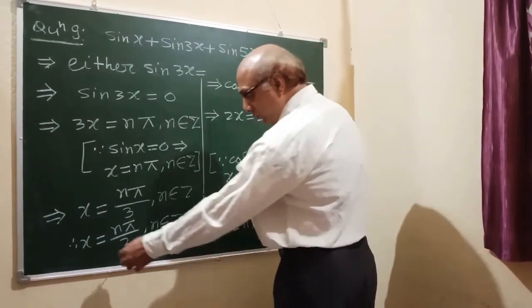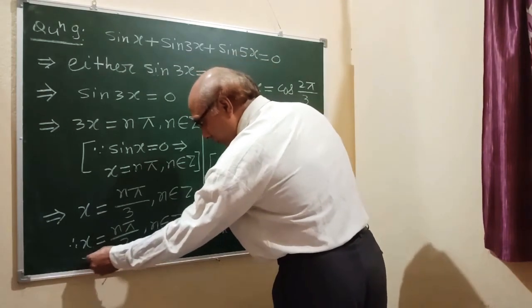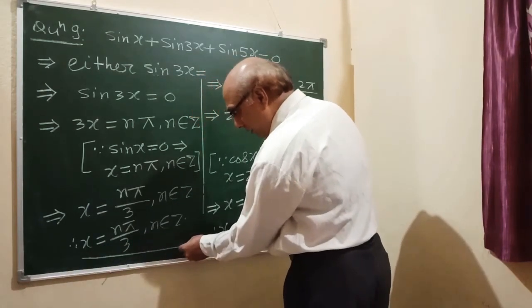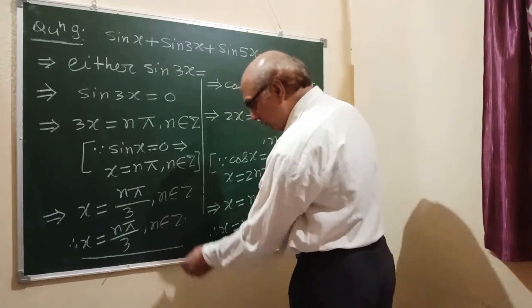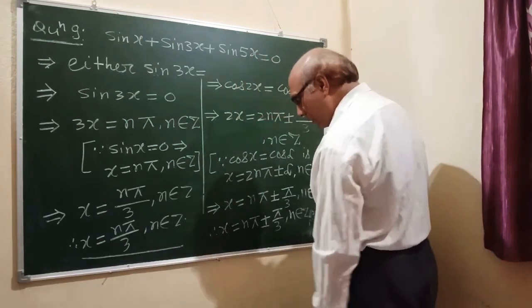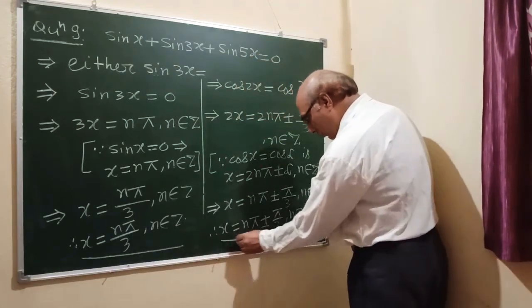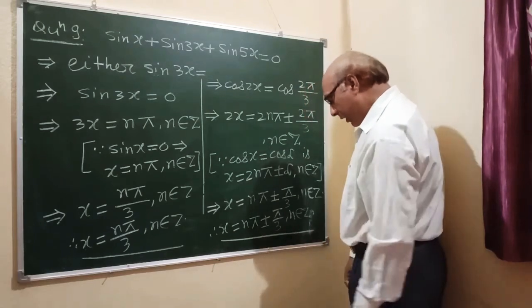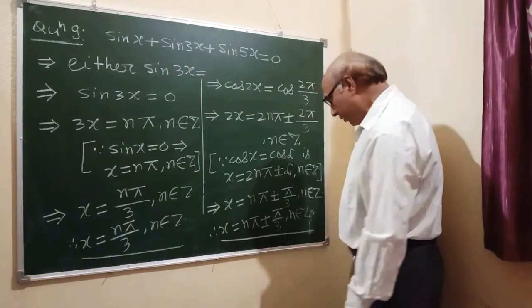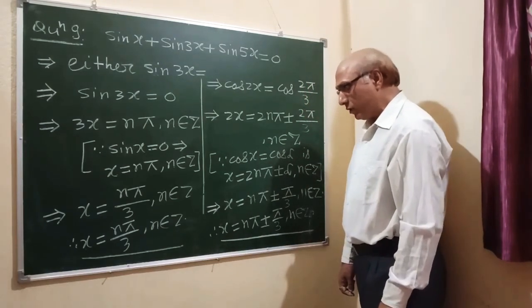Hence, the required solution is x is equal to n pi by 3, where n belongs to integer, or x is equal to n pi plus minus pi by 3, where n belongs to integer.